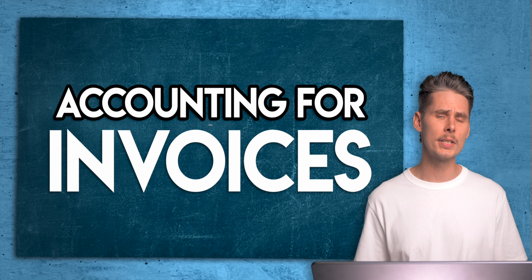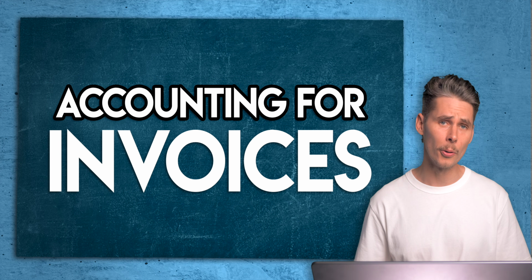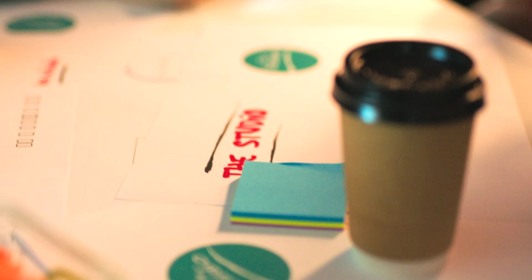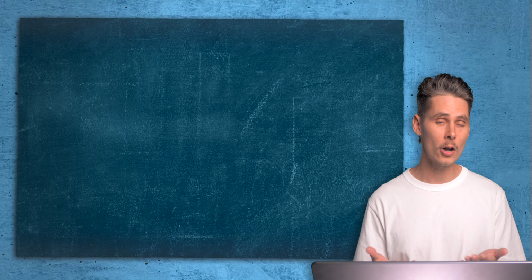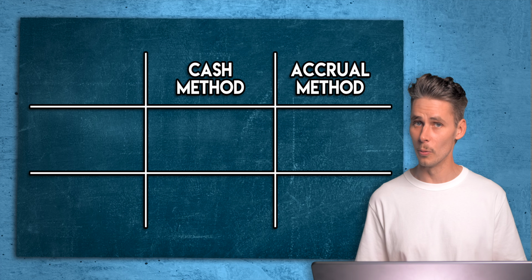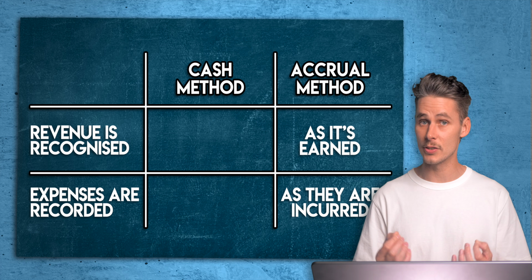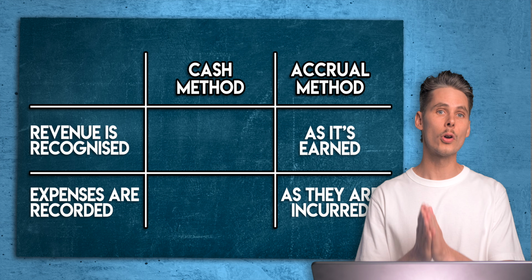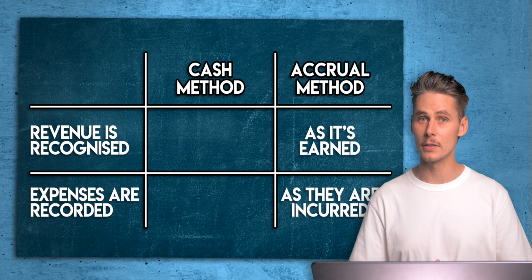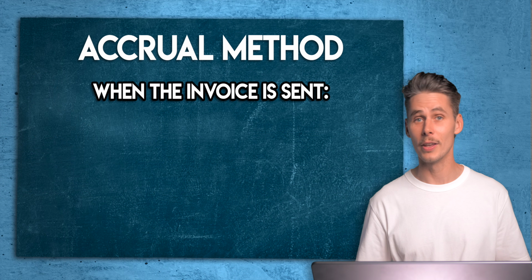So how do invoices actually impact your books? Let's look back at our example. Imagine you've just wrapped up the logo design and sent the client an invoice for $500. There are two ways to account for this: the cash method and the accrual method. Under accrual accounting, revenue is recorded when it's earned. In this case, you'd record that revenue as soon as the work is finished, which is often around the same time you hit send on the invoice.